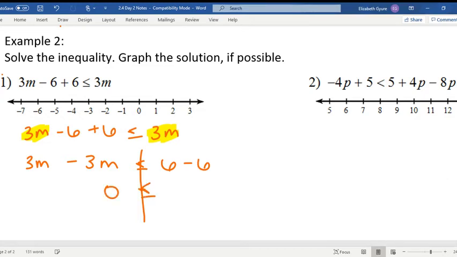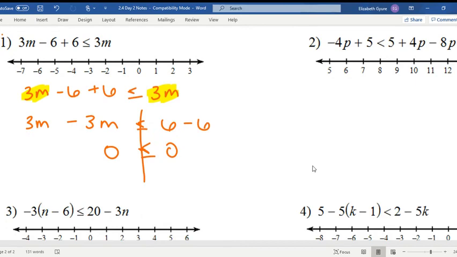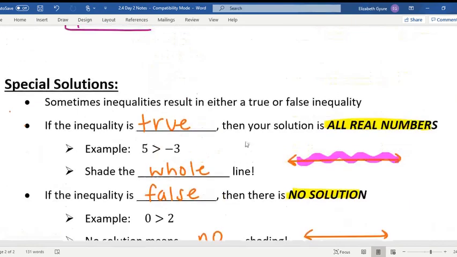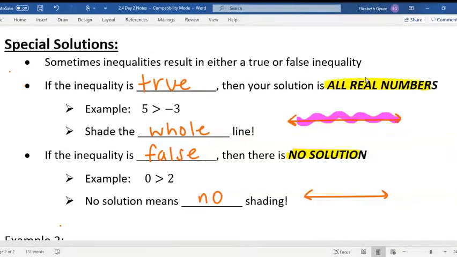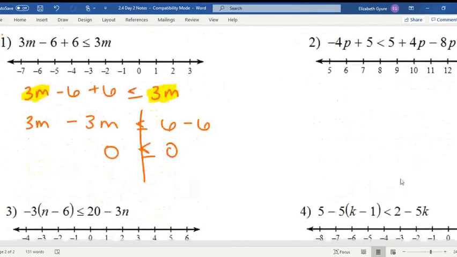Is less than or equal to, and then what's 6 minus 6? 0. Now, is 0 less than or equal to 0? Absolutely. And the reason this one works is because we have our or equal to bar underneath, right? These are equal, so that works. So we would say this is, if you go up to the top here, we ended up with something that's true. So we say all real numbers.